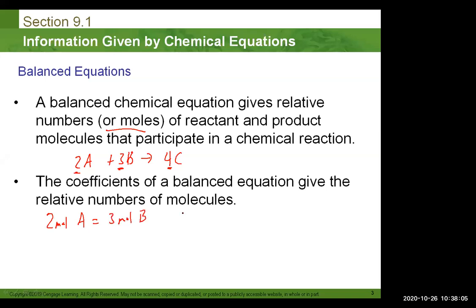We could also say for every 2 moles of A we put in there, we also will get out 4 moles of C. And for every 3 moles of B we put in there, we will also get out 4 moles of C. So these are what are sometimes referred to as the mole-to-mole relationships from a balanced equation. And it is the relationship that we use when we do stoichiometry. It really is nothing more than just the actual balanced coefficients there in the equation.